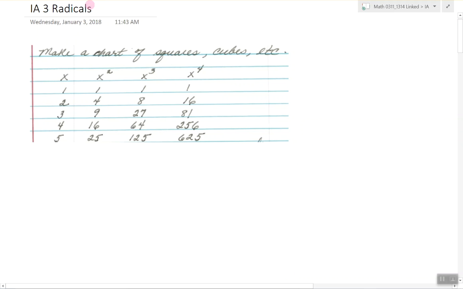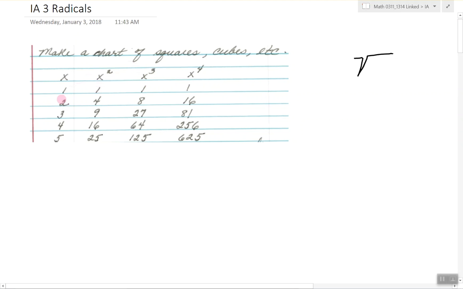And a radical is a root. So when you see this symbol, that is a radical sign. I'm sure you've seen it before. Before we go into it much, I think it might be a good idea to make a chart. If x is 1, then if you square it, 1 times 1 is 1. If you cube it, 1 times 1 times 1 is 1. And if you raise it to the 4th power, it's 1.